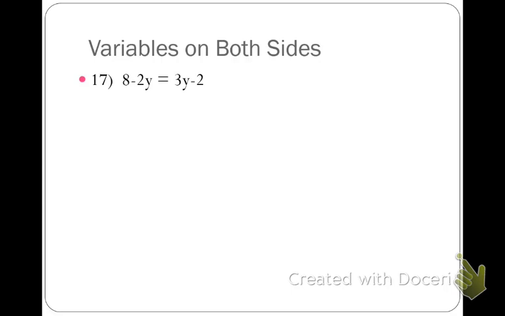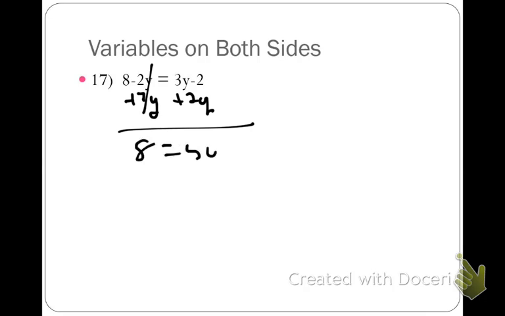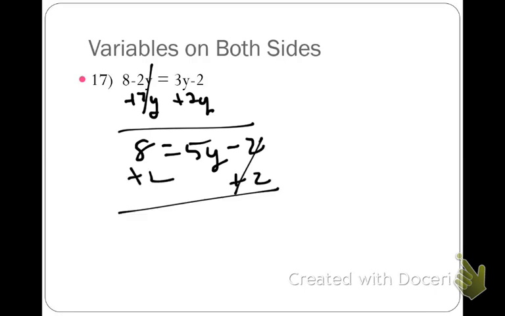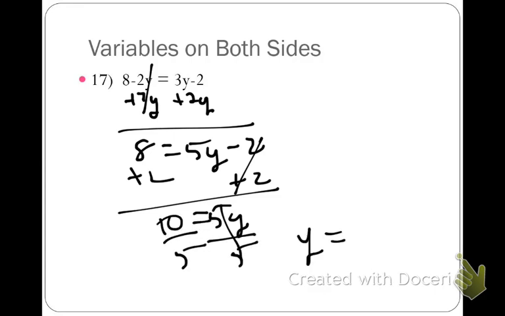Okay? Here we go. Nothing to do on either side. We can't simplify the left side or the right side. No distributing, no combining like terms. Okay? But I'm going to add 2y. 3y and 2y is 5y. Add 2 to both sides, because now we're in our two-step situation. Okay? So y ends up being 2, right? Everybody there? Good.